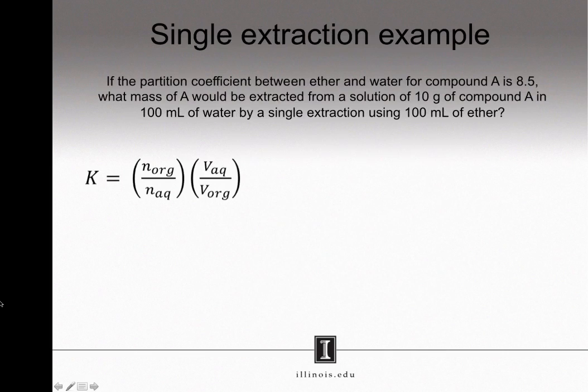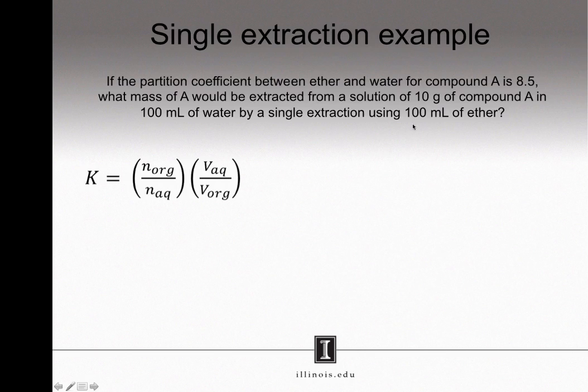Let's say I'm going to perform what is called a single extraction. I know that the partition coefficient for compound A between ether and water is 8.5. What I want to know is how much of A would be extracted, in other words, how much will be present in the organic layer from a solution that contains 10 grams of A and 100 milliliters of water, if I use 100 milliliters of my organic solvent.